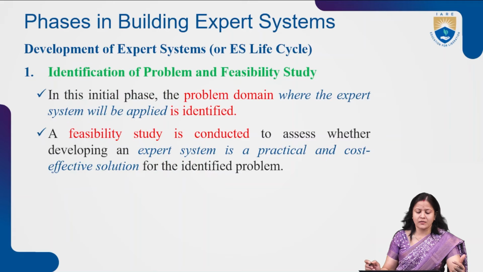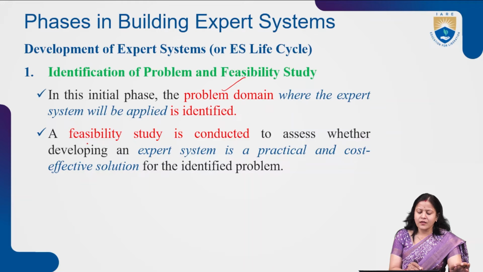The first step, as I discussed, is identification of the problem and feasibility study. This is the initial phase where the problem domain where the expert system will be applied is identified. That is what I discussed. The main thing is the problem domain will be identified where the problem exists.